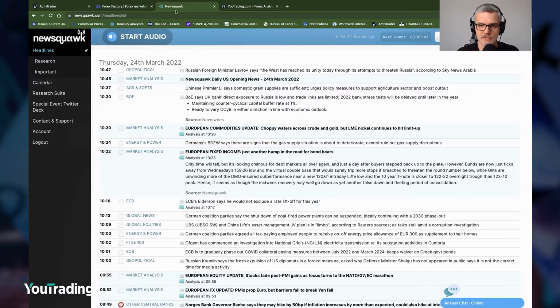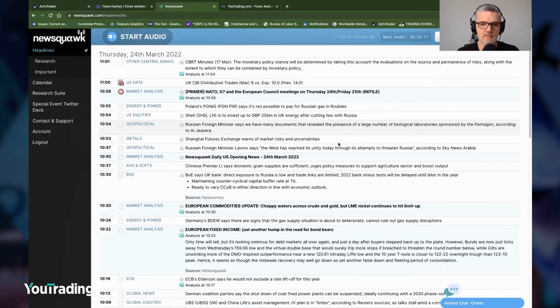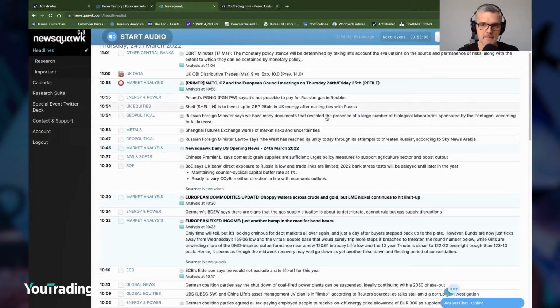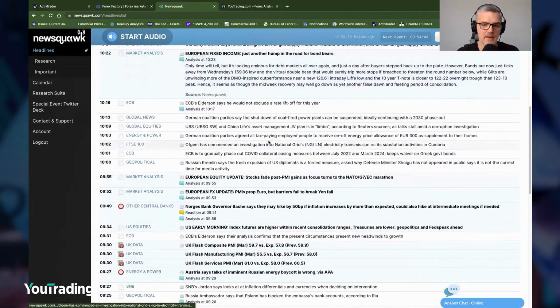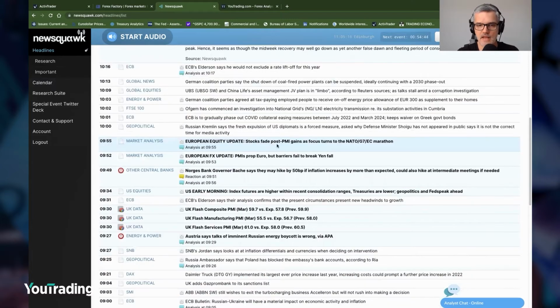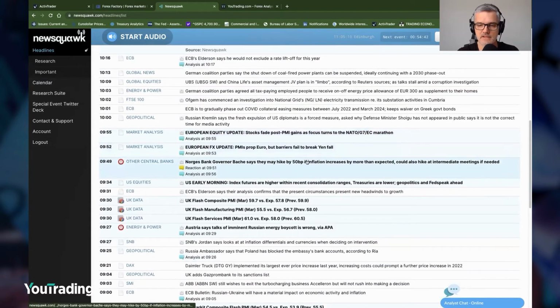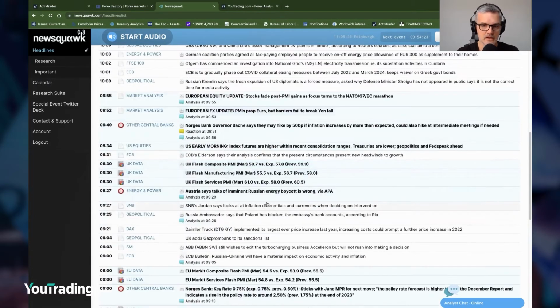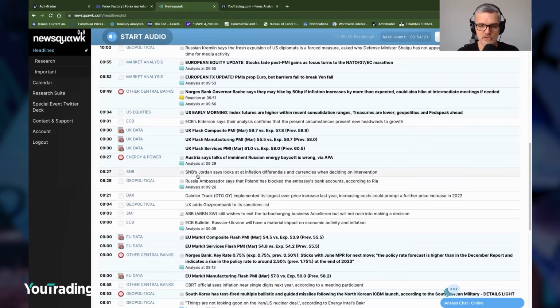Lots of headline news, obviously, from Europe. Currently got a NATO meeting, and then we've got some G7 and European Council meetings coming up. We have had the SNB saying that they're going to intervene in the market. So looking here, SNB's Jordan says that he's looking at the inflation differentials and currencies, and that's where they'll decide on their interventions.